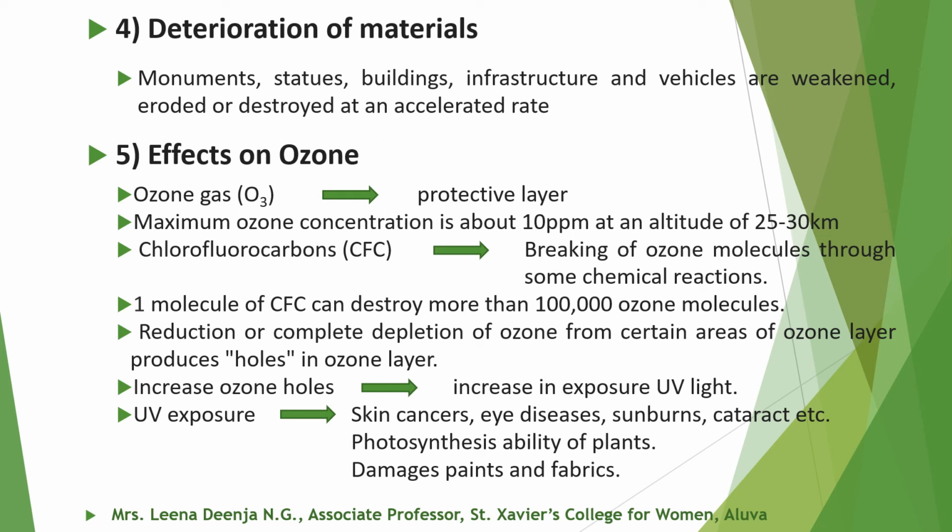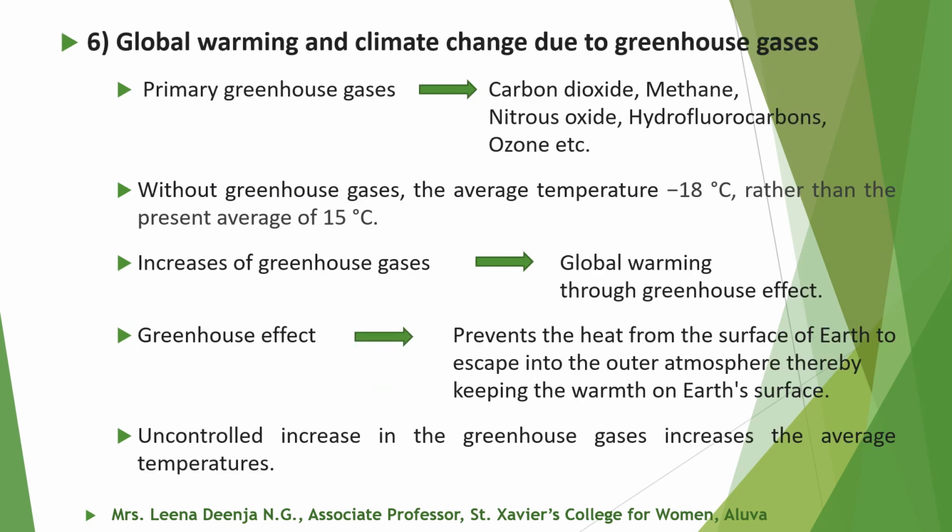The increase in UV exposure causes skin cancers, eye disorders, sunburns, cataract, etc. It also affects the photosynthesis ability of plants. UV exposure also damages paints and fabrics. Sixth one is global warming and climate change due to greenhouse gases. Carbon dioxide, methane, nitrous oxide, hydrofluorocarbons, ozones, etc. are the primary greenhouse gases in Earth's atmosphere.